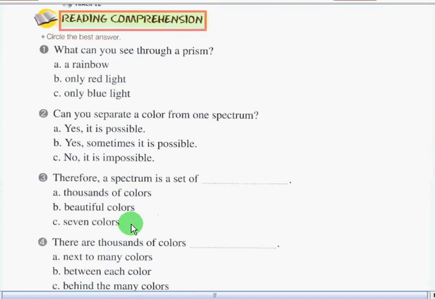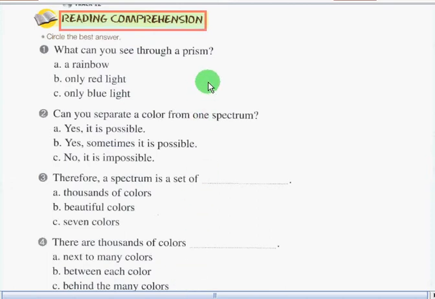And last number from this first activity, number 4. There are thousands of colors blank. Is it A, next to many colors? B, between each color? Or C, behind the many colors? Alright, so I hope that you get the correct answer. So let's answer it now.